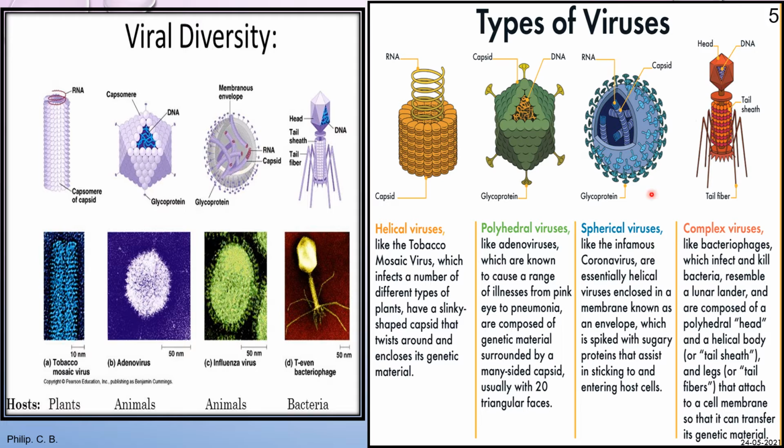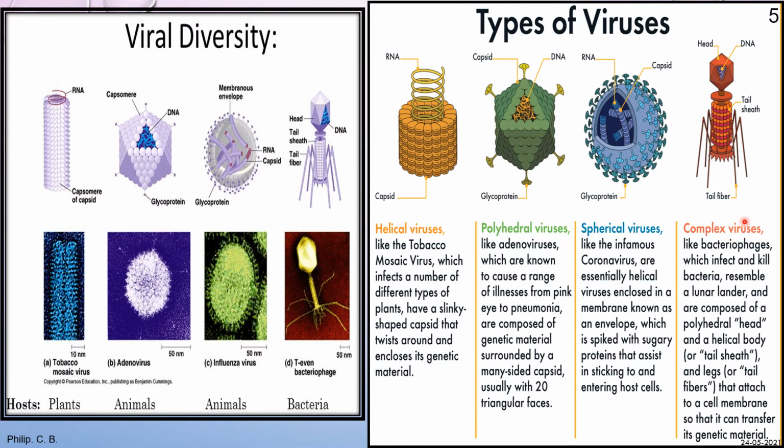Then the spherical virus, which again has RNA as the genetic material, a capsid and also glycoprotein. Spherical viruses like the infamous coronavirus are essentially helical viruses enclosed in a membrane known as an envelope, which is spiked with sugary proteins that assist in sticking to and entering the host cell.